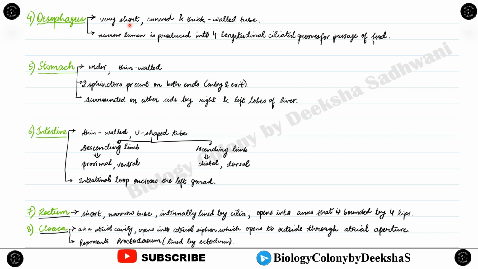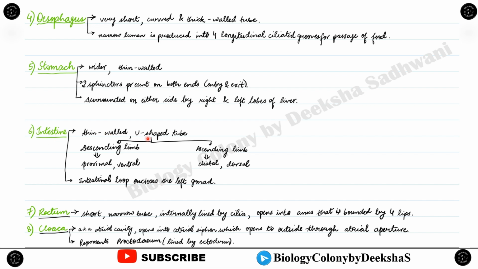So, esophagus is a very short, curved and thick-walled tube. It has narrow lumen and is produced into 4 longitudinal ciliated grooves for passage of food. Stomach. It is wider, thin-walled and it has 2 sphincters present on both ends, that is, the entry and the exit. Surrounded on either side by right and left lobes of liver. The entry means it is connected through the esophagus to the pharynx and stomach, and exit means a sphincter is present between the stomach and the intestine.